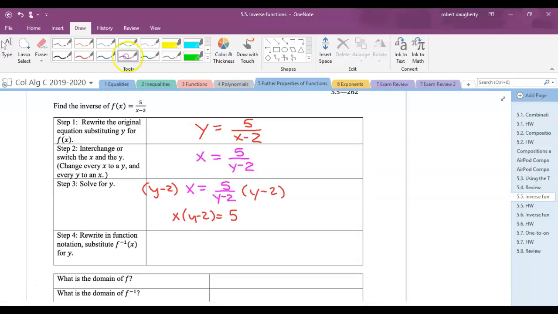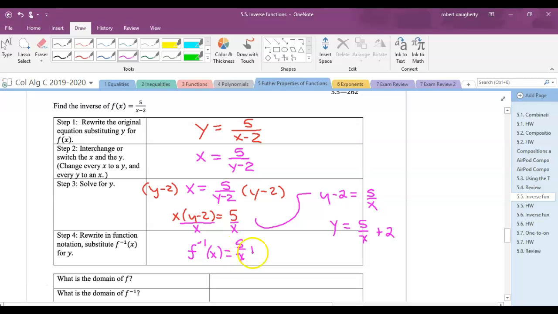If I'm solving this thing for y, what do I do next? Divide both sides by what? x. So that gives me y minus 2 is equal to 5 over x. What's the next thing I do? Add 2 to both sides. So y equal 5 over x plus 2. So my inverse function, f inverse of x, is 5 over x plus 2.